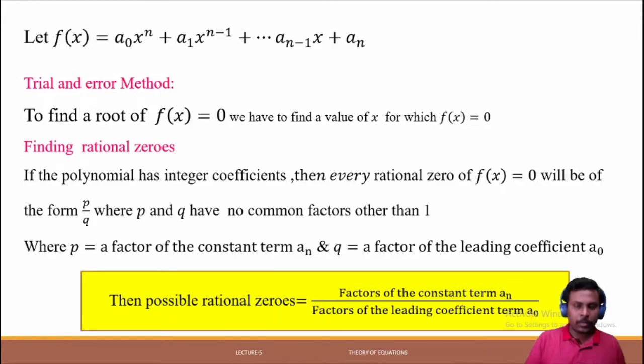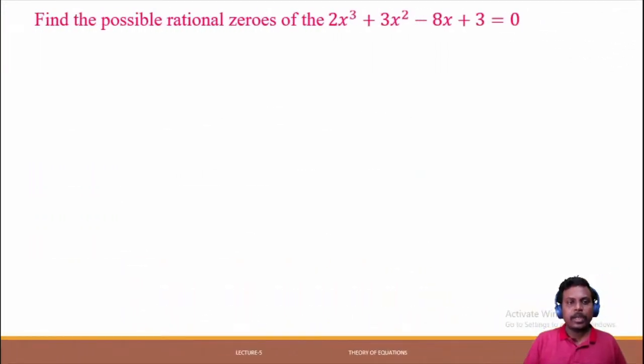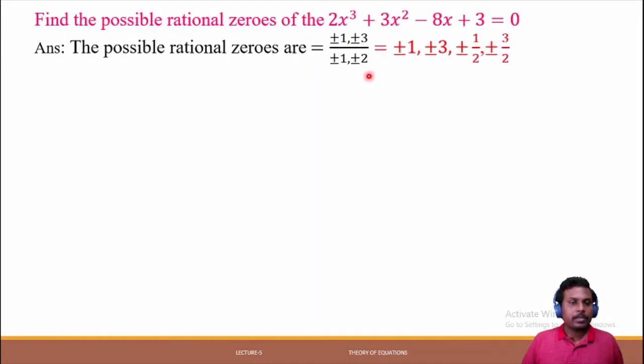Okay, let us discuss some examples. Here is the question: find all the possible rational zeros of the given cubic equation. Here is the answer. As we discussed in the last slide, the constant term a n is equal to 3 and a naught is equal to 2.